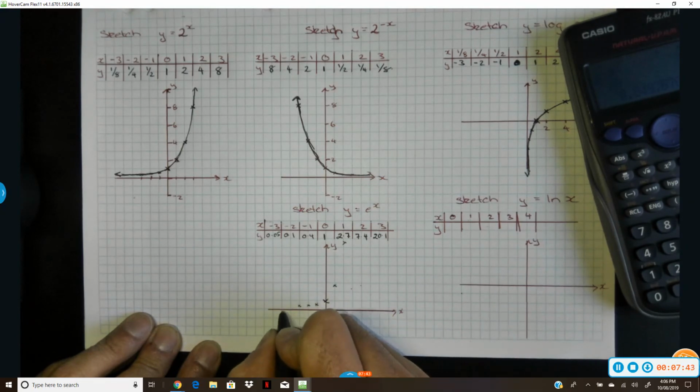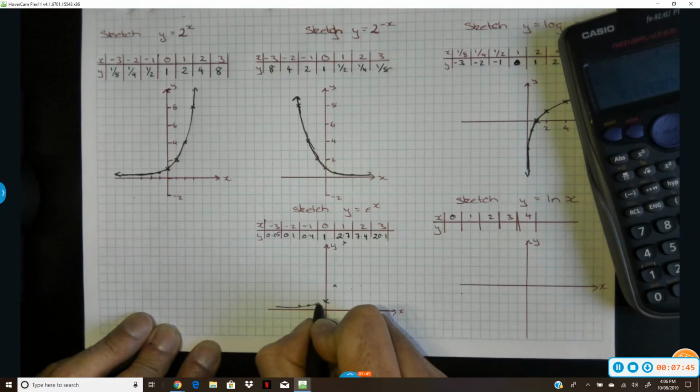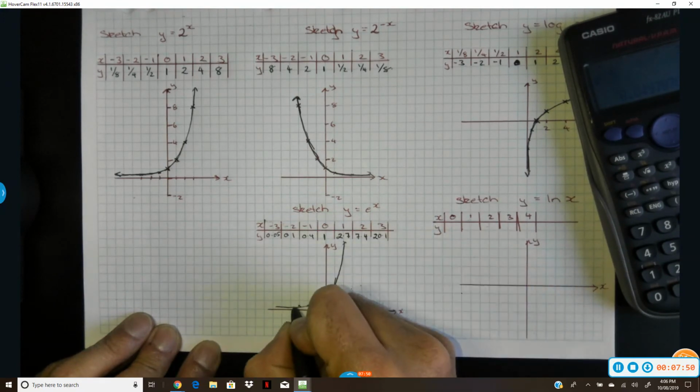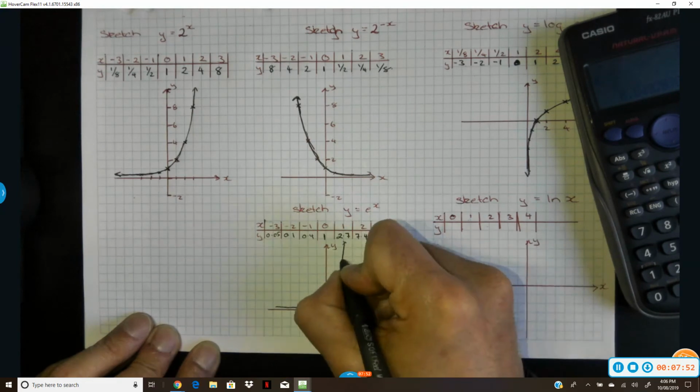So a rough sketch of y equals e to the x would look like that.